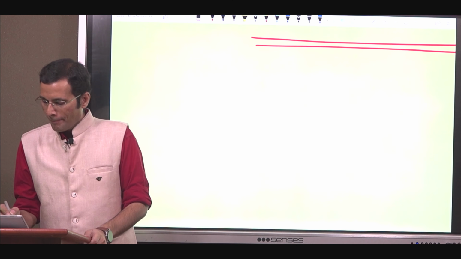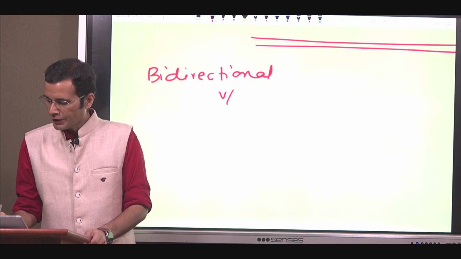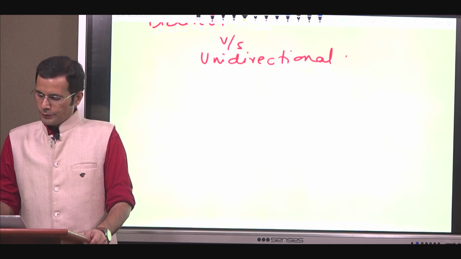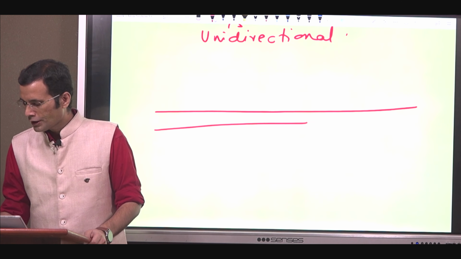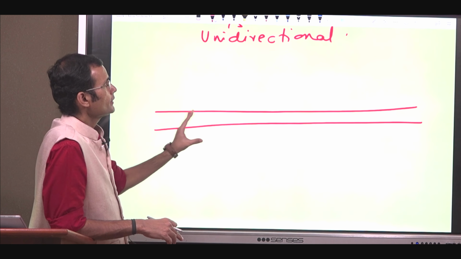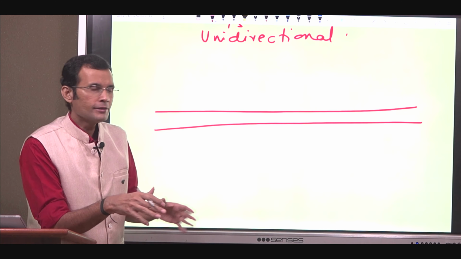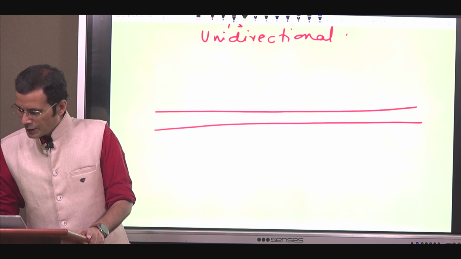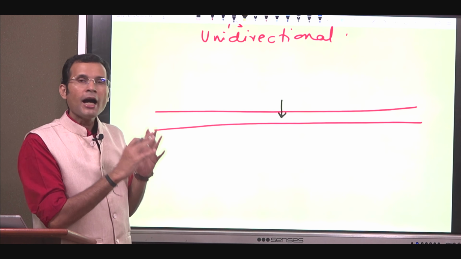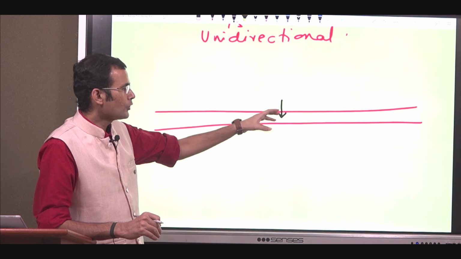Coming to the terms, bidirectional versus unidirectional. Let's draw a nerve fiber. We had drawn the nerve fiber just now for understanding the transport of substances. Now this is a nerve fiber, this is an axon, and imagine that I stimulate this nerve fiber in the middle. Look, this is hypothetical, this is experimental. In reality, it does not happen like this.